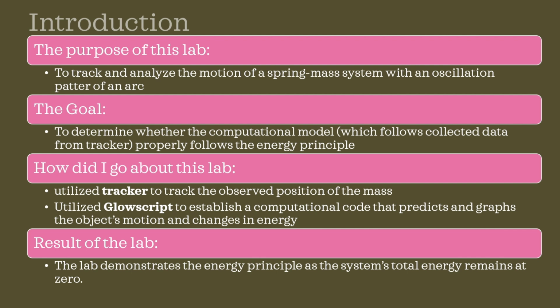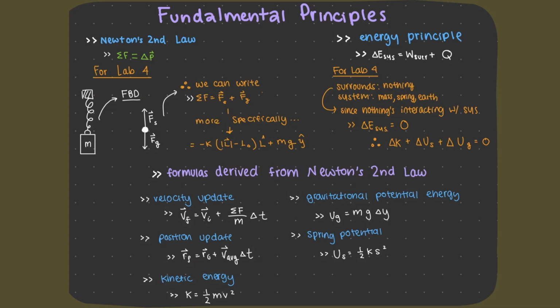And so how I went about this lab was utilizing Tracker to track the observed position of the mass, and I also utilized GlowScript to establish a computational code that predicts the graphs, the object's motion, and the changes in energy. And the result of the lab was that it demonstrates the energy principle, as the system's total energy remains at zero. So these were some of the fundamental principles I used.